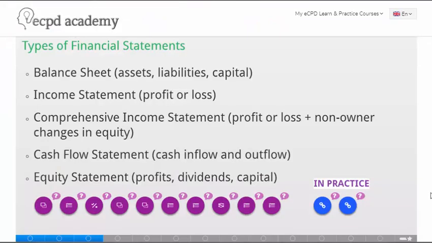That concludes our discussion of the overview of the different types of financial statements. We will get to know more of each of these financial statements in succeeding videos. Let us move on to the next slide.